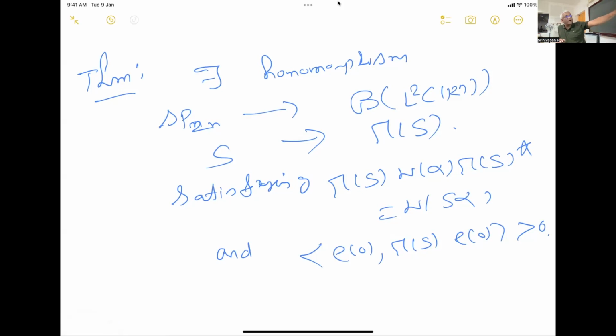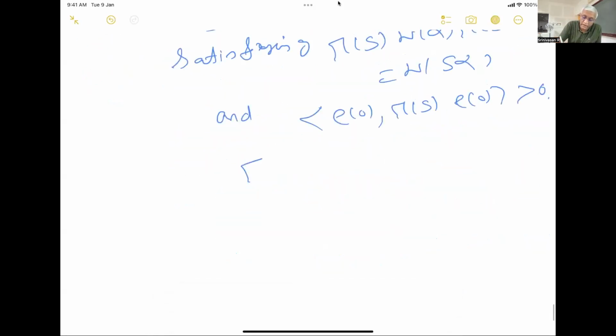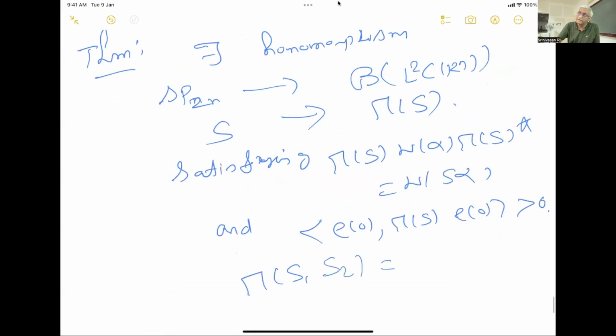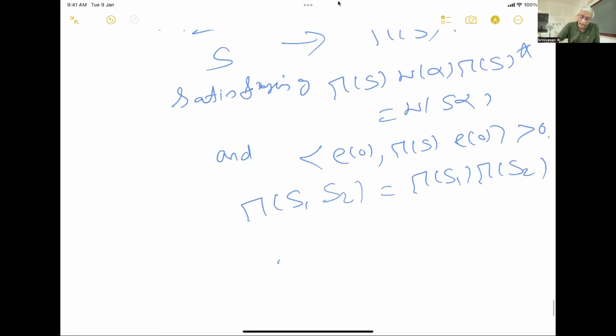It will also be true that gamma of S1 S2 is gamma of S1 times gamma of S2; that's what I said, it's a homomorphism, right? It's also true that gamma of S1 inverse is gamma of S1 star, since it's unitary. It also satisfies all these properties. Anyway, we'll see tomorrow. Day after tomorrow.